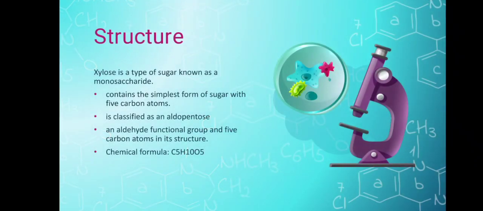Xylose is a type of sugar known as a monosaccharide. It is the simplest form of sugar, with 5 carbon atoms. It is classified as an aldopentose, having an aldehyde functional group and 5 carbon atoms in its structure. Its chemical formula is C5H10O5.